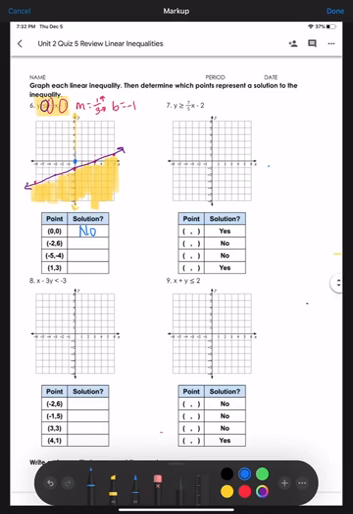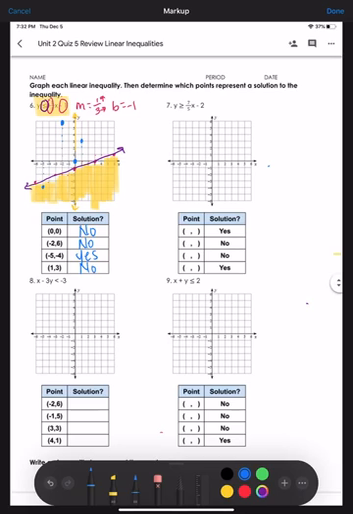The point -2, 6, I go over 2, up 6. I can already tell that's way up here. That is not a solution. -5, -4, I go 1, 2, 3, 4, 5, and then down 1, 2, 3, 4. That is in the shaded area, so yes, it's a solution. And then 1, 3, it's right here. It's not in the shaded area, so no.